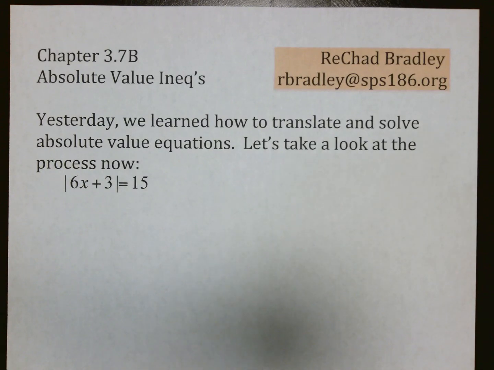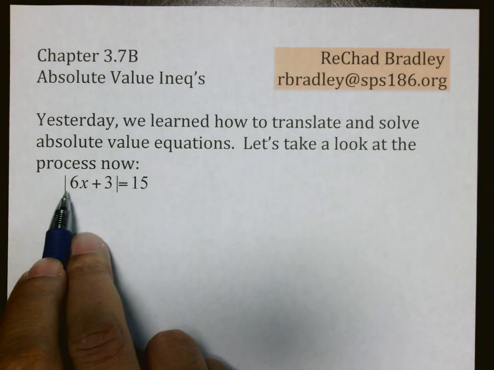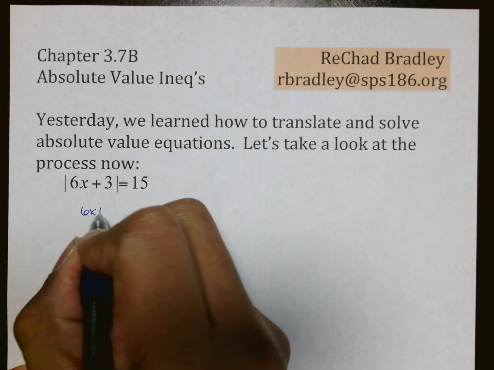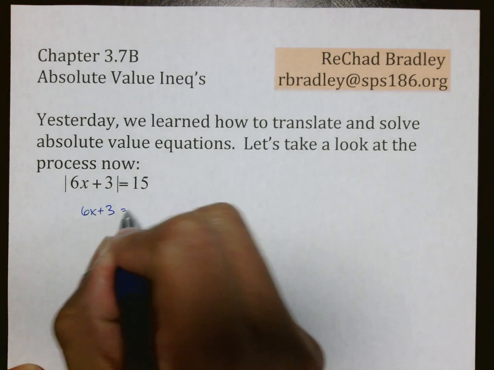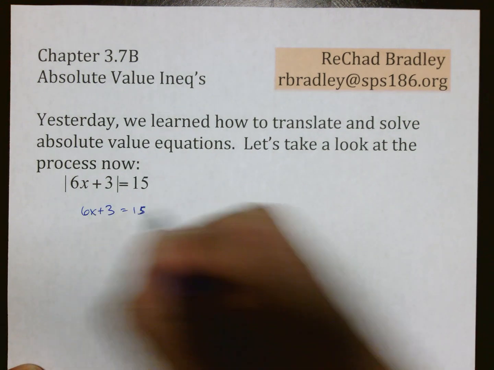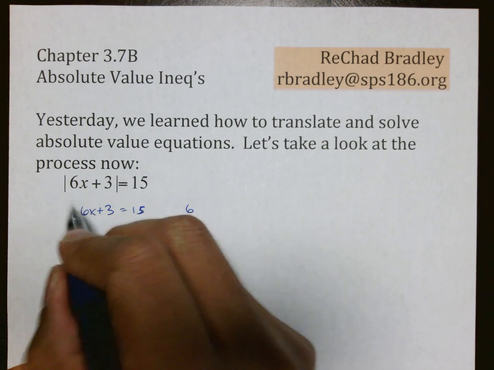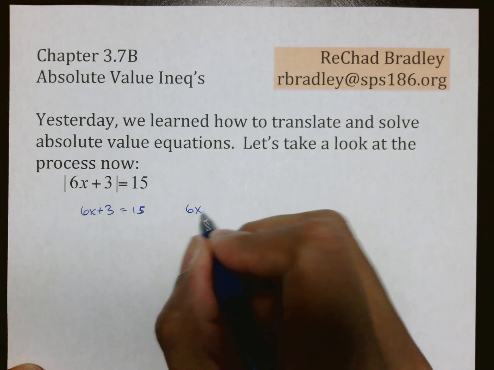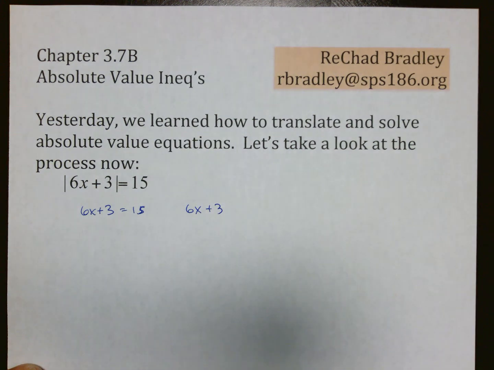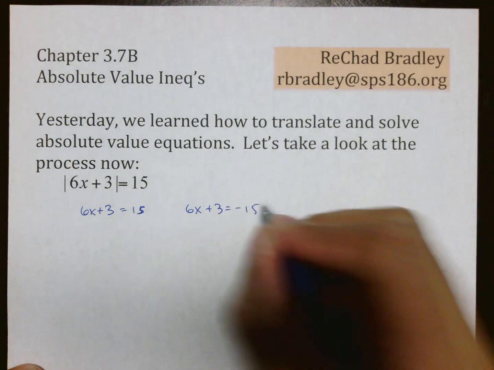Wrapping up 3.7, we can move to absolute value inequalities. Yesterday we learned how to translate and solve absolute value equations. Real quick, look at the process. We rewrite whatever was inside the absolute value again, leaving the outside number the same. Then we move over, copy again what was in the absolute value, and switch the outside number.